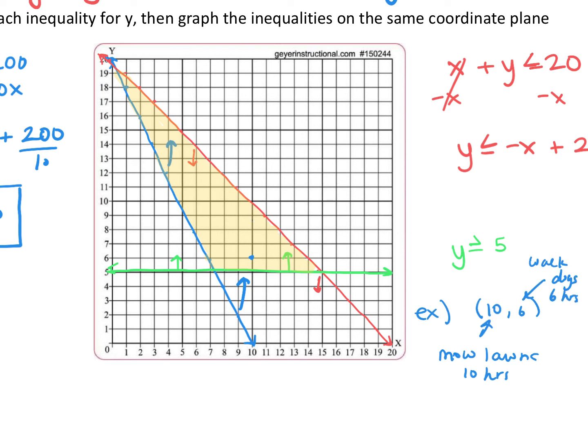And he's still meeting his goals of at least $200 a week and spending at least 5 hours walking his neighbor's dog in a week. So any ordered pair in this shaded region would satisfy what he's looking to do.